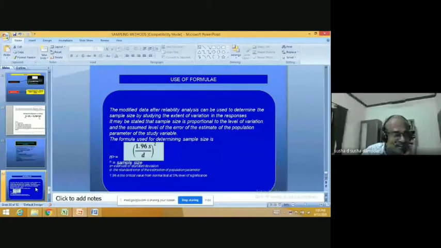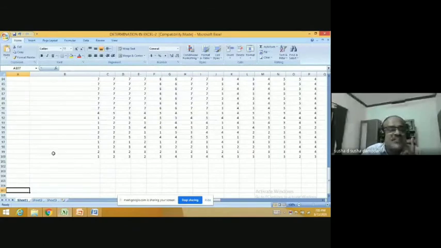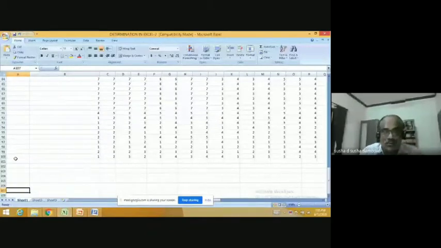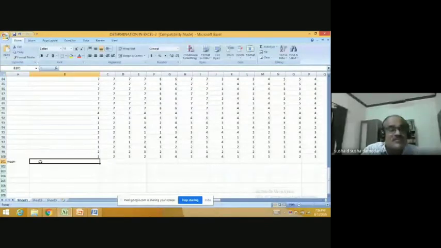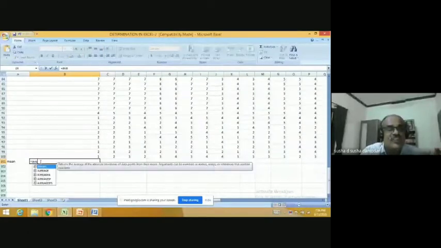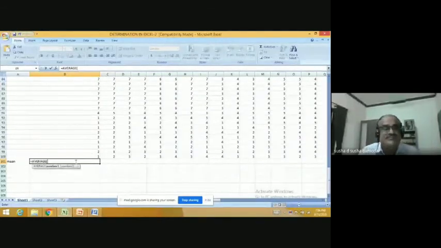See, I enter the data for all the 127 statements column wise, row wise, 100 samples. 100 gynecologists were selected for our pilot study. Then I calculate mean, firstly, mean. In Excel, it is very simple. Equals average. Then select the column.